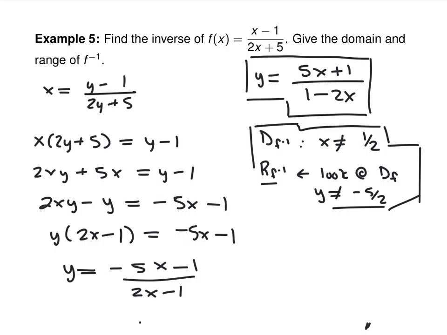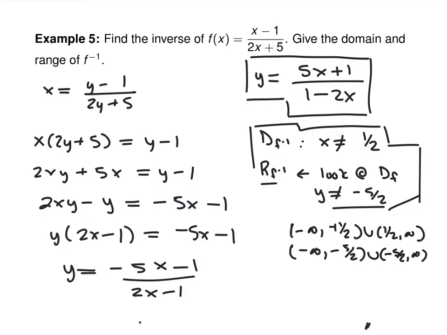Interval notation? Was your question if I require you to, or what would it look like if you did? If you did write it in interval notation, the first one would be negative infinity to 1/2, union 1/2 to infinity. And the second one would be the same thing, negative infinity to negative 5/2, union negative 5/2 to infinity. Does that make sense? Okay. Awesome.